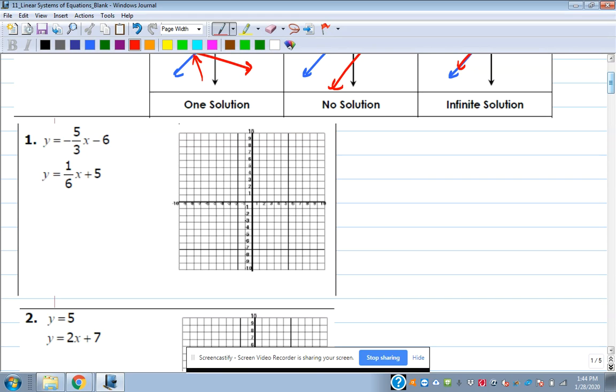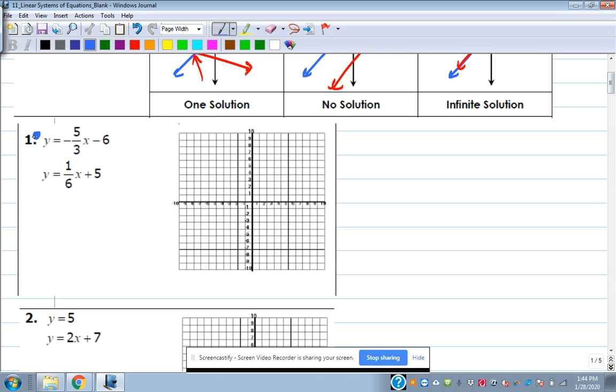So if you don't have something straight or a card or something like that, take a couple of pieces of paper and just fold them. It'll make a straight edge wherever you fold it, and that'll help you draw your lines really, really straight. It'll help you do this correctly. So let's graph that first one.